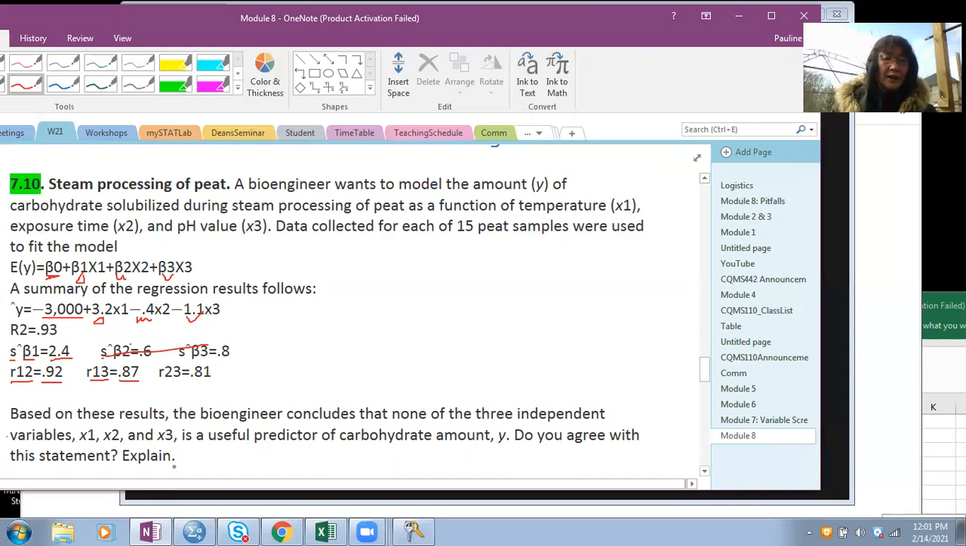So let's look at the correlation. First, the correlation between x1 and x2 is 0.92, that is very high, okay? If it is greater than 0.5, there is a chance of correlation. This is 0.92, a very high correlation between variable x1 and x2. Again, there is a high correlation between x1 and x3, 0.87, and high correlation between x2 and x3.